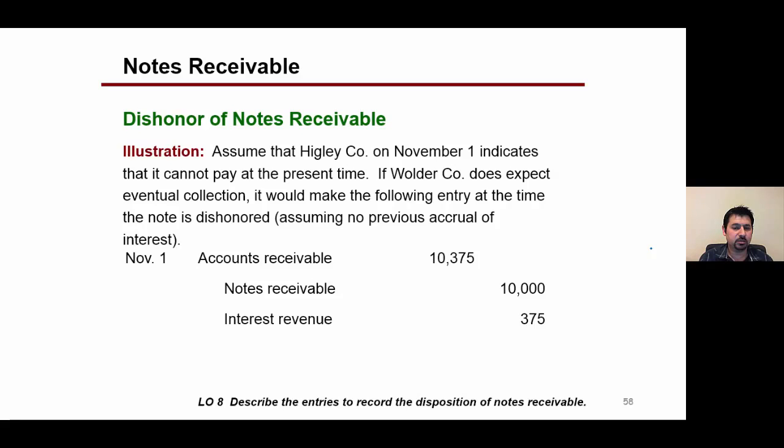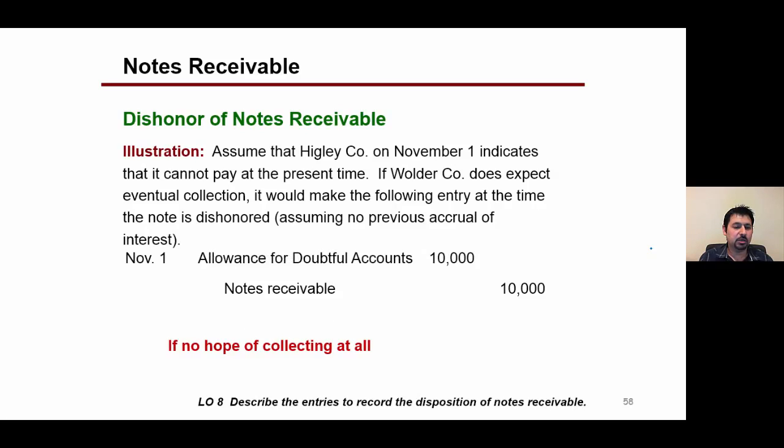If, on the other hand, Walder Company loses any hope of collecting the money, they will simply write off the account by debiting allowance for doubtful accounts and crediting notes receivable. As you can see, in this case no interest revenue will be recorded because the account was written off completely.